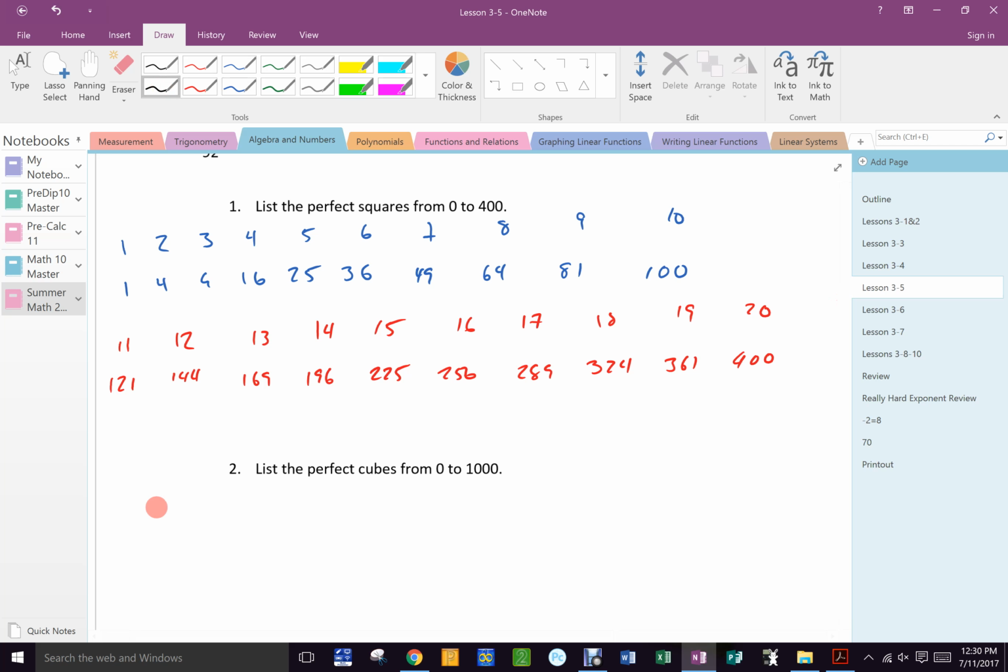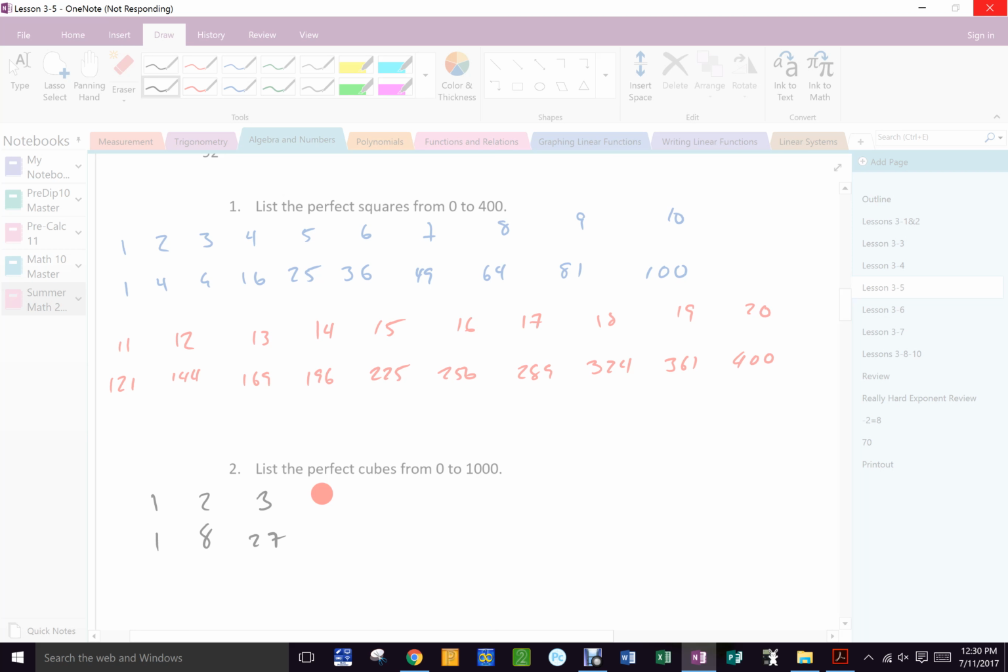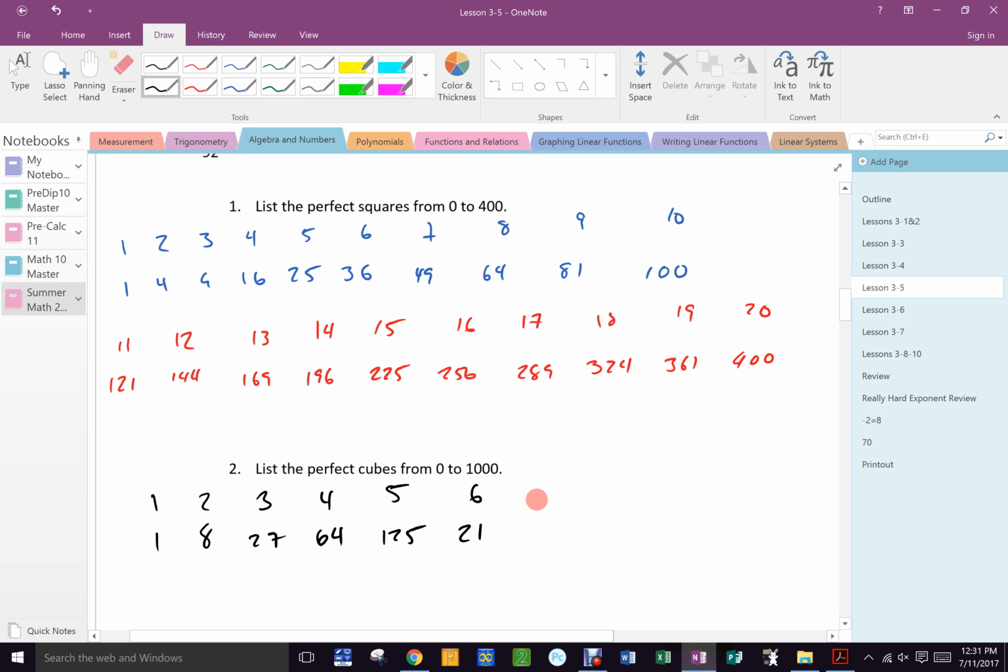And then the cubes: 1, 1, 2, 8, 3, 27, 4, 64, 5, 125, 6, 216. I'm so fast, I'm faster than the computer. 7, 343, 8, 512, 9, 729, and 10, 1,000. Again, I will never test you on it, but it's a good idea to know them. And what we're about to do is a reason to know them.